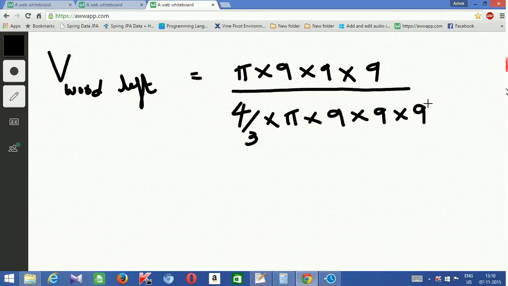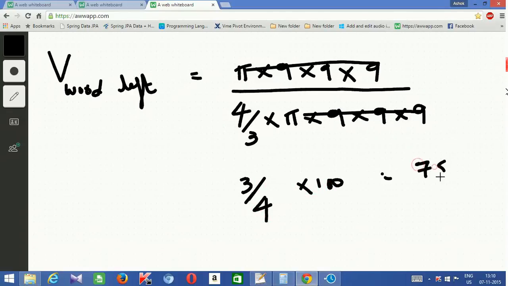Fine. So now the volume of wood left divided by the actual volume gives the percentage that is being wasted. So when I cancel everything out here and on top, I have 4 by 3. 1 divided by 4 by 3 is nothing but 3 by 4. So 3 by 4 into 100 is 75%. So 75% of the wood is being wasted in this question. 75% of the wood is wasted.